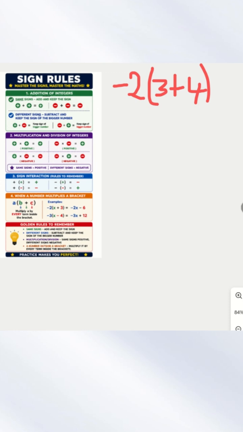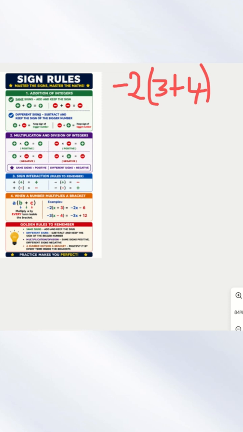Now let's look at multiplying a bracket. Whenever a number is multiplying something in the bracket, that number will multiply everything inside the bracket like this. This minus 2 is going to multiply 3 and is going to multiply 4. And because it is having a minus sign, whenever a minus sign is multiplying anything in the bracket, all the signs will change. Remember, this 3 is a positive 3, and this 4 is a positive 4. And we have a negative number because there is minus here. It is going to change these signs.